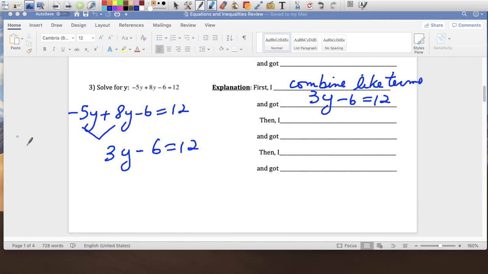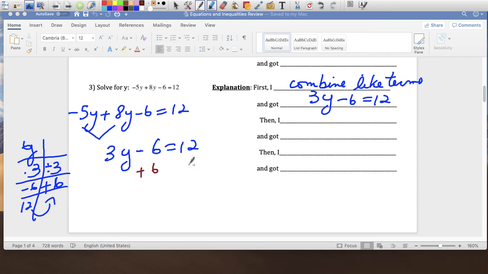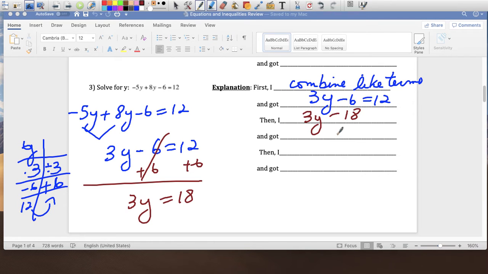And then from here on is that story again, I mean, your chart that you're going to use. Here's a variable y, which is being multiplied by 3, subtract 6, gives you 12. So we're going to use the inverse operation of subtraction, which is addition. So we're going to add 6 and divide by 3. If we add 6 to both sides, we're going to get 3y equals 18.